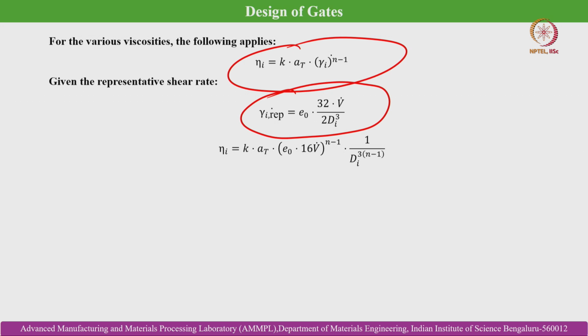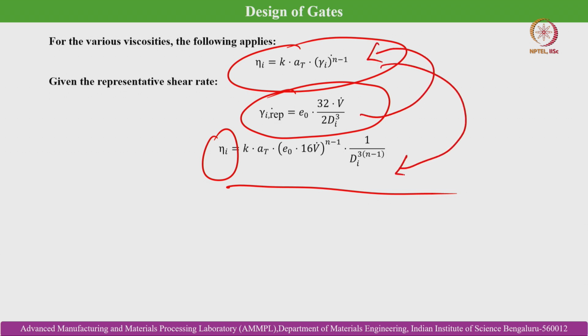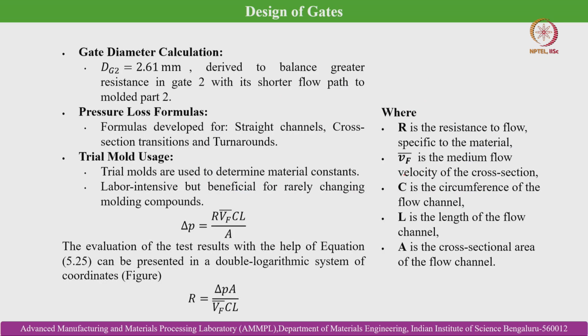So these are the expressions that need to be utilized based on the cross section of the runner and the in-gate: the particular pressure drop expression and particular shear rate expression. Then finally we can calculate the viscosity value like this, putting the expression for shear rate over here. So this equation is used here, and the resultant expression is this, and then the gate diameter calculation: DG2 is equal to 2.61 mm, that is what is coming. So it is derived to balance the greater resistance in gate 2.